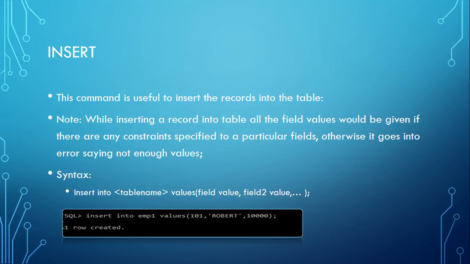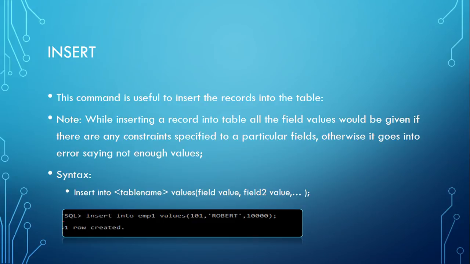Here is the syntax to insert one record into the table: insert into emp1 values. The first field was employee ID, which was a number, and the employee name was varchar2, and the salary was also a number. Whenever a field has a character data type, you need to specify the value in quotes. If you don't specify quotes, it will show an error message. When you are practicing, you can try that as well.